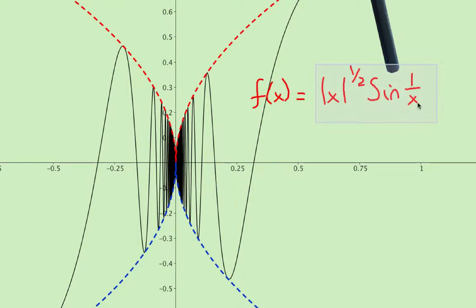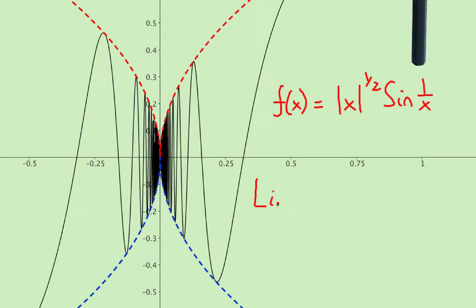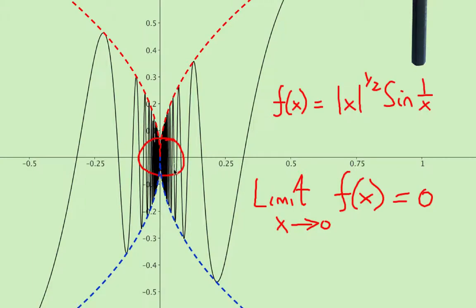Here we have sine of 1 over x always being of magnitude less than 1, and here x to the power half, which becomes smaller and smaller as we go over here. So the conclusion is that the limit as x goes to 0 of f of x is 0. You can see that the function is approaching 0 as x becomes smaller and smaller.